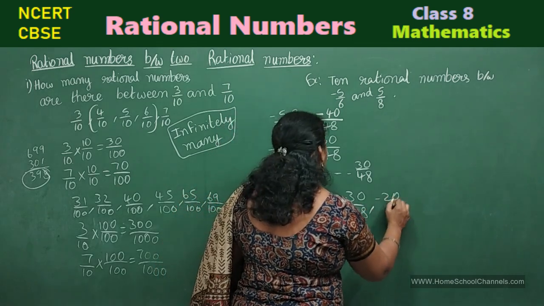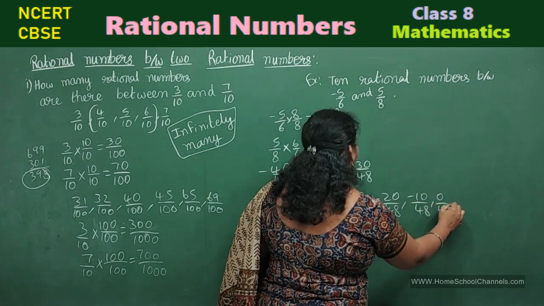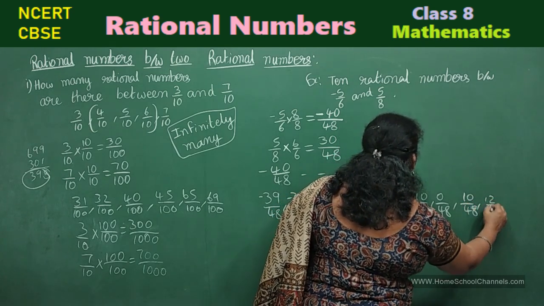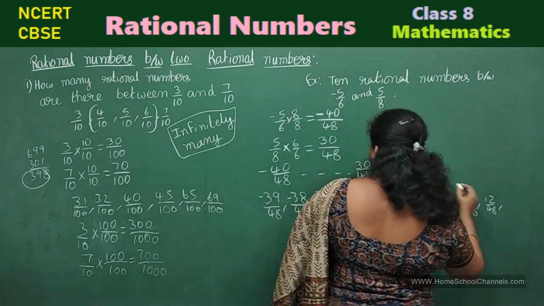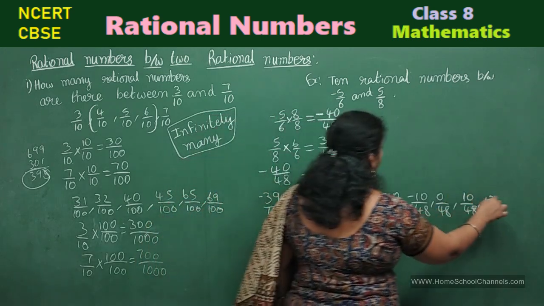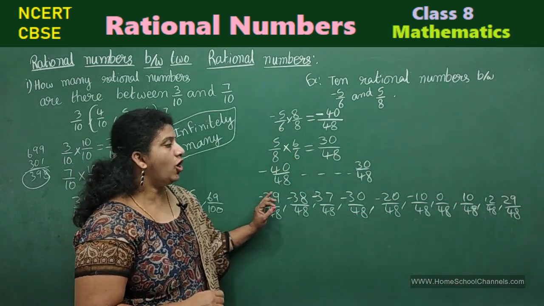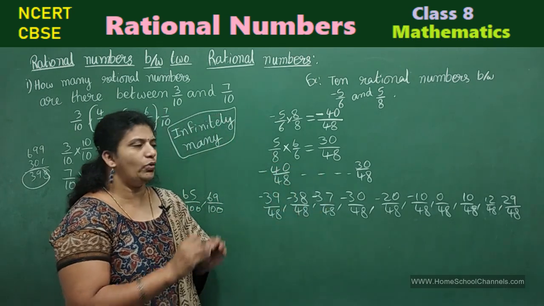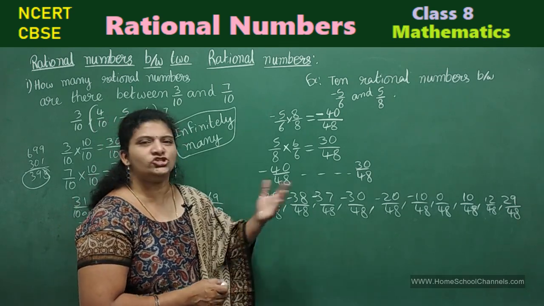Randomly I am writing minus 20 by 48, minus 10 by 48, 0 by 48, 10 by 48, 12 by 48, and this side all positive now after 0. So how many numbers have I written? 1, 2, 3, 4, 5, 6, 7, 8, 9, one more number I write: 29 by 48. See, among these rational numbers in between these two, I have picked only 10 rational numbers.